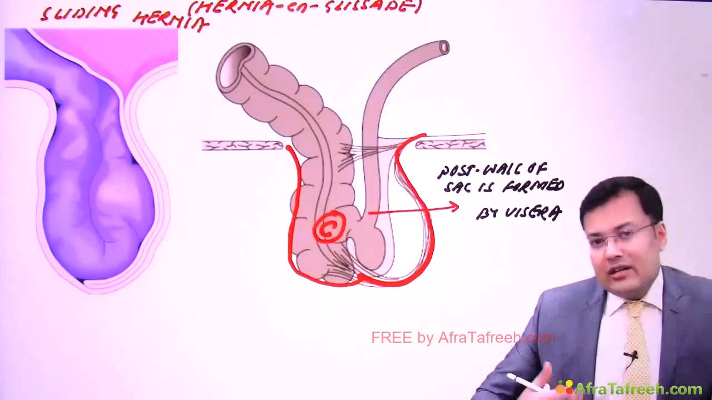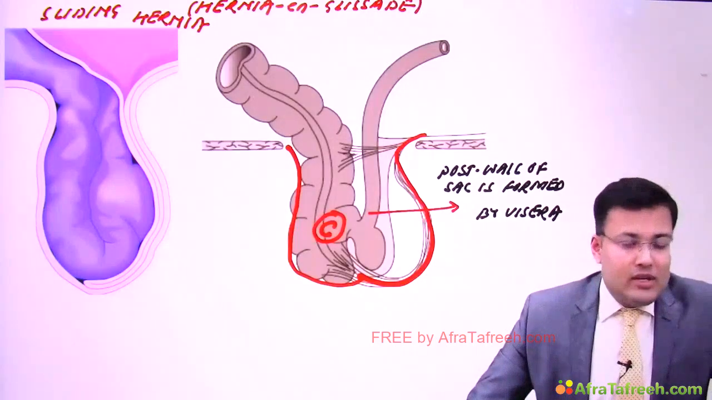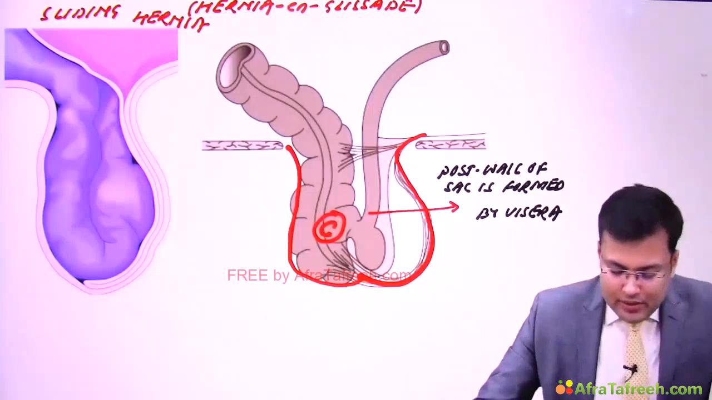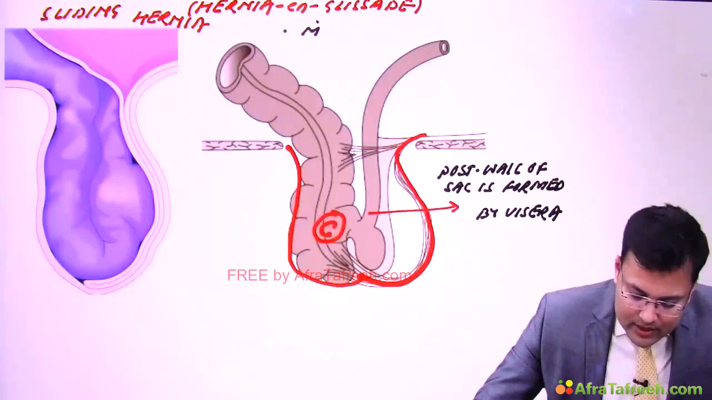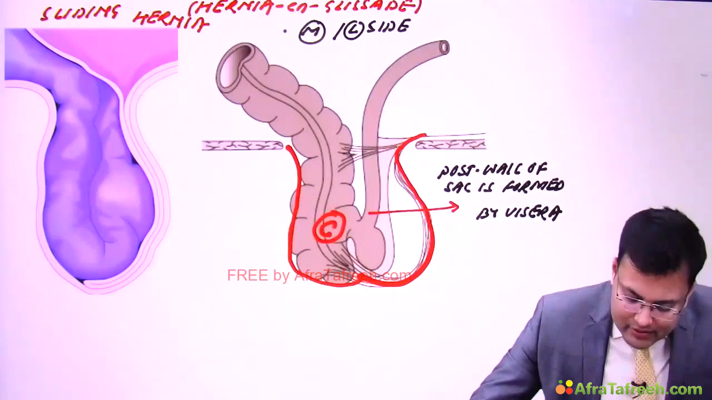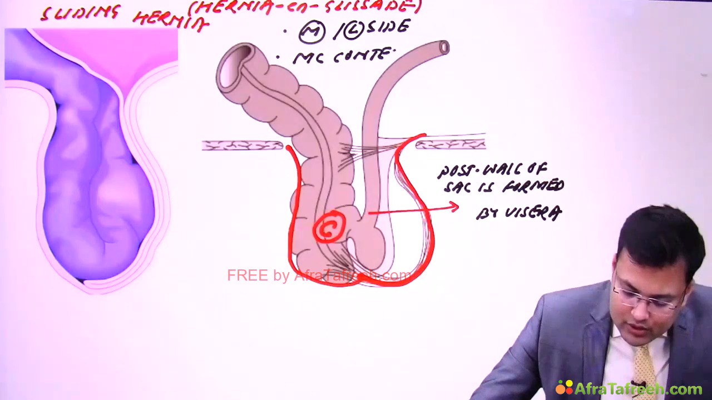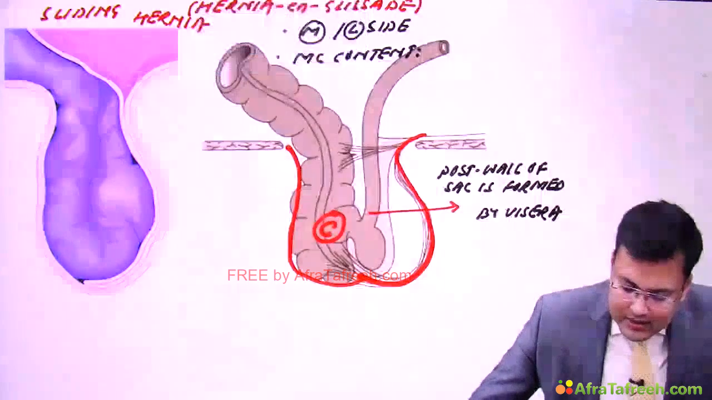And if we are talking on right side, what is the most common content on right side? It's the cecum. So important point, that this hernia inglicid, it is more common in males and it is more common on left side. So that's why what's the most common content? The most common content is the sigmoid colon.